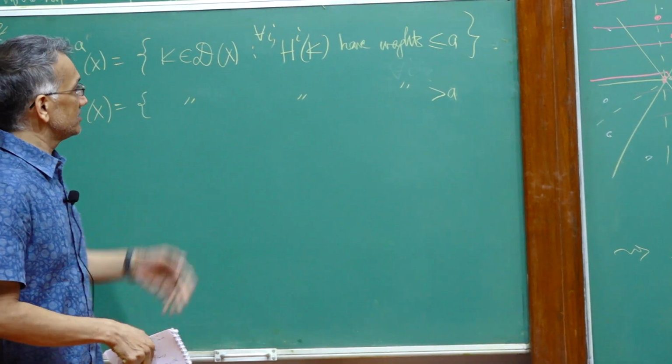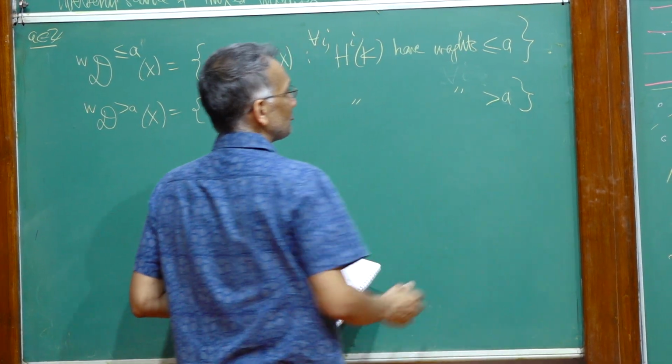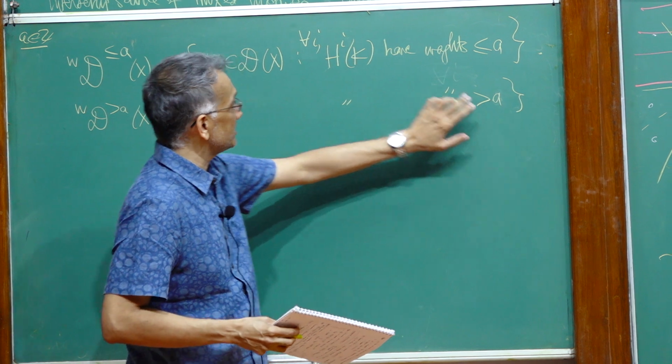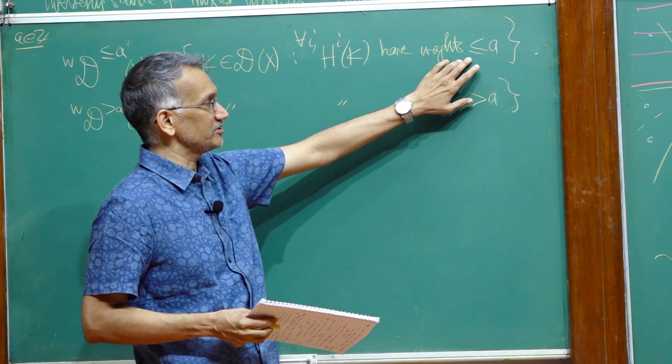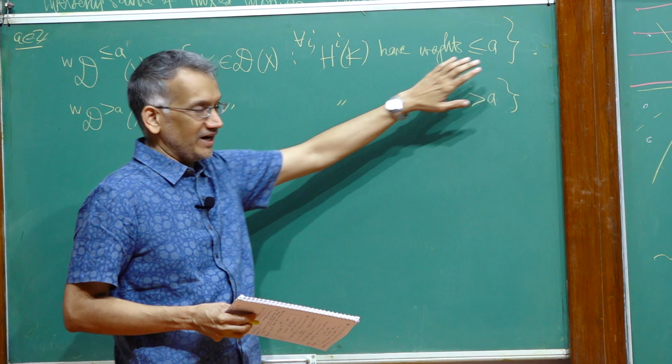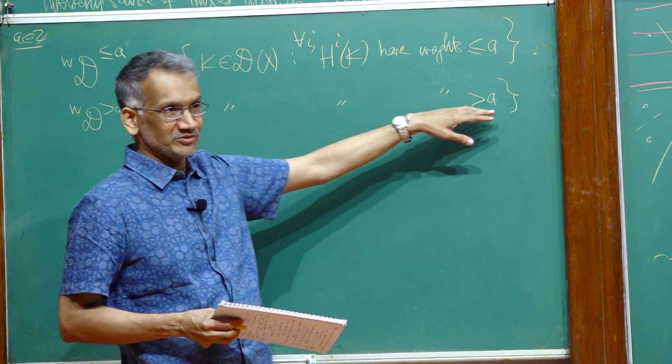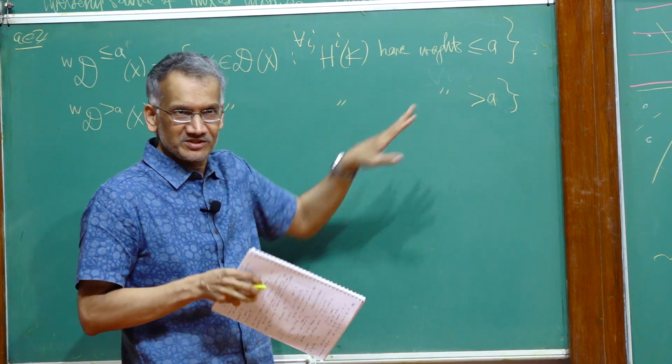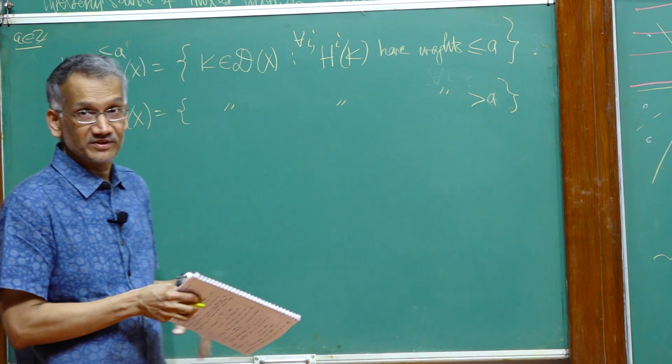Now the classical Deligne purity of a complex, for those who know what it is: H^i K has weights less than or equal to a plus i, and H^i K has weights greater than or equal to a plus i. So this is shifted in some sense, or it has a different flavor.